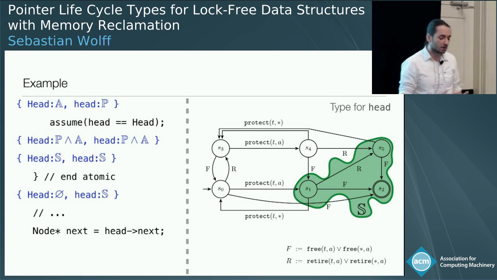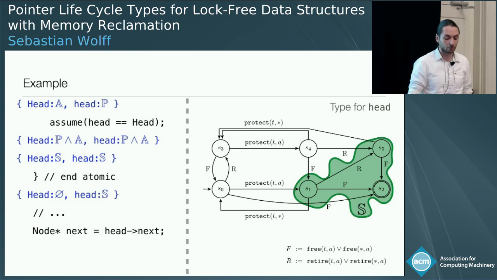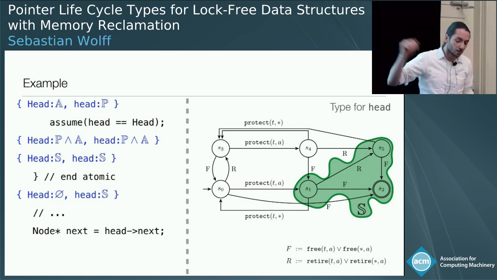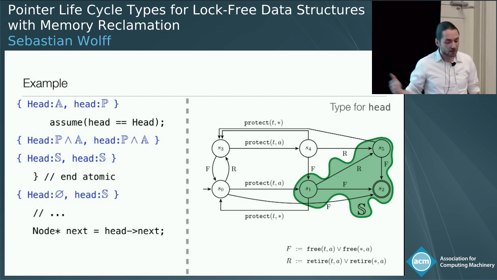The important thing here is the dereference in the next line. To show memory safety or pointer freedom, we have to show that the dereference is safe. So how do we know from type S that the dereference is safe? We know this because while we're in the green area here, F3, so transitions labeled by F, take us to the final state, to state S2.